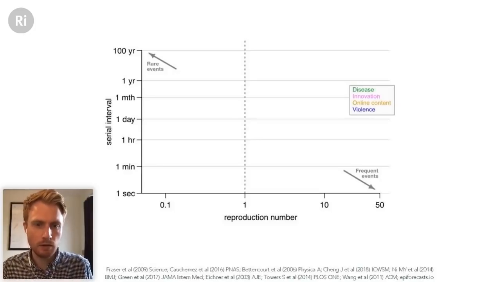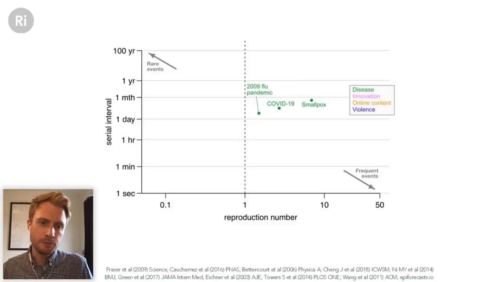So first of all, diseases. To give three examples, I mentioned the 2009 flu pandemic, COVID, and smallpox, which was eradicated in the 70s. If smallpox were to reappear in a susceptible population, it would have a higher reproduction number than the other two, but a slightly longer serial interval.